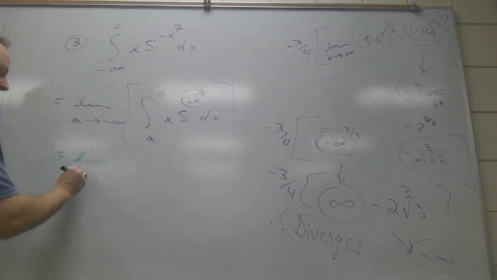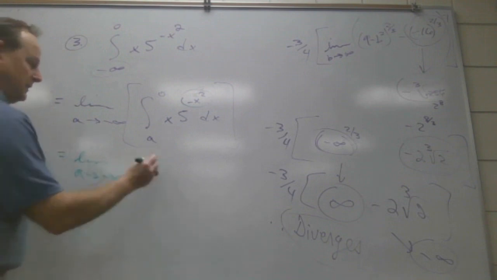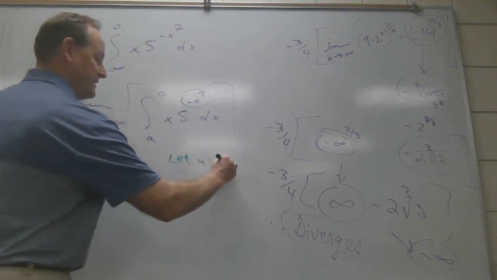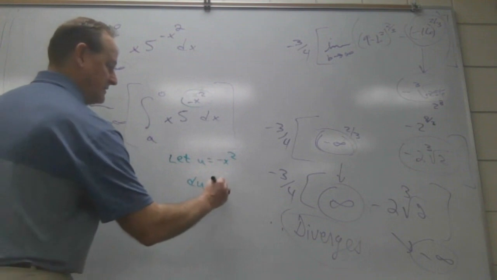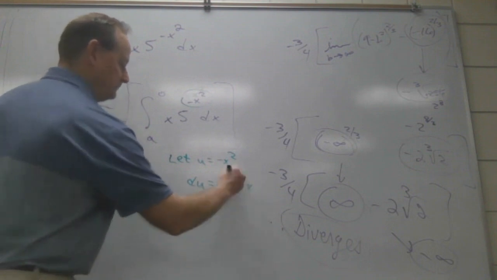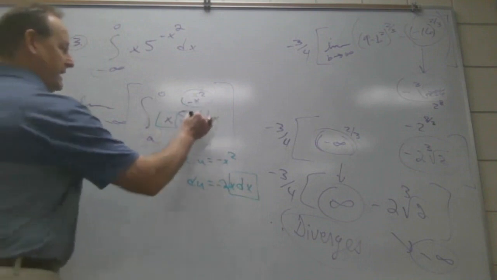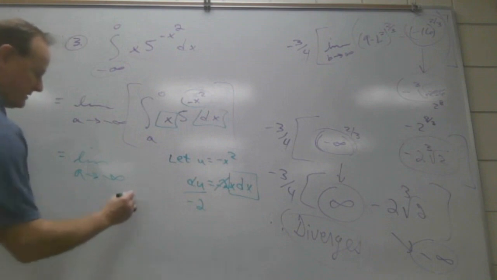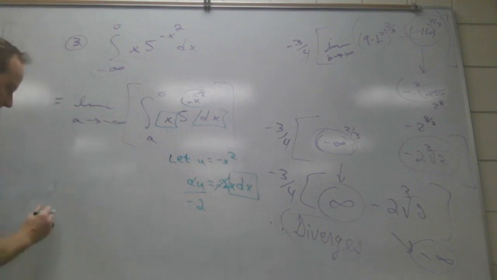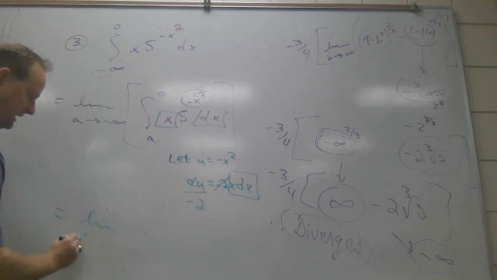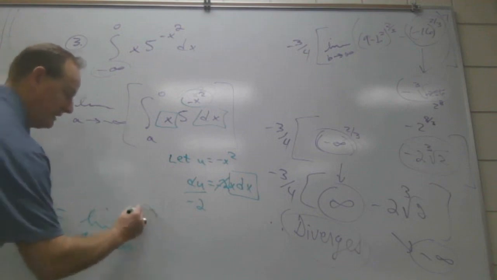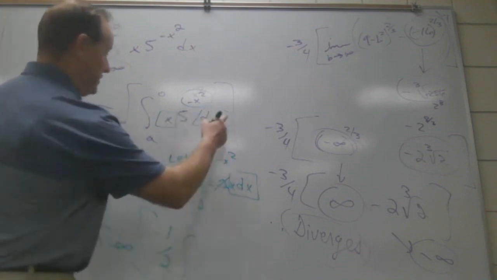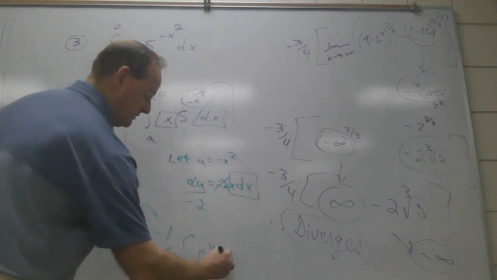So this is going to be the limit as a goes to negative infinity of, whoops, let's just work on this. I don't need that. Let u equal minus x squared, so du equals minus 2x dx, right? So then we have the x dx right here, and I'm going to replace that with minus 1/2 du. So it's going to be equivalent to the limit as a goes to negative infinity of minus 1/2 integral, the du is there, and I've got 5 to the u du, right?